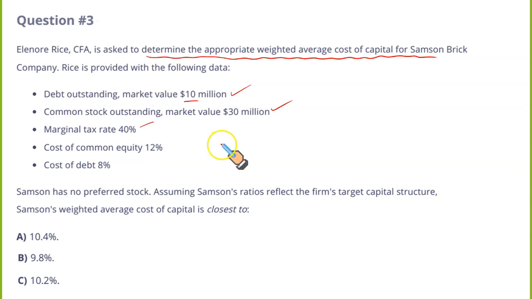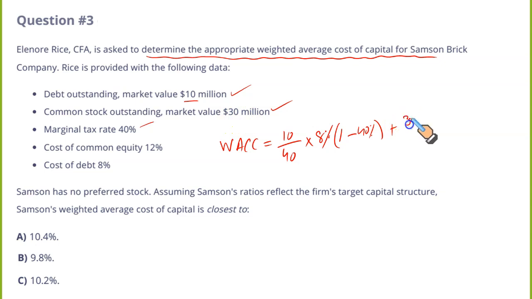Directly we can calculate the weighted average cost of capital. WACC is equal to the proportion of debt, 10 plus 30, 40, so 10/40 is debt. Cost of debt is given as 8%. Here we write the after-tax element, 1 minus the tax rate, that is 40%, plus the proportion of equity, that is 30 out of 40, multiplied by the cost of equity given as 12%. All you need to do is simplify and you will get your result.